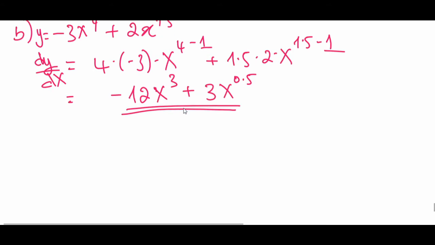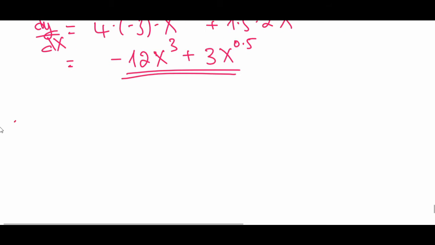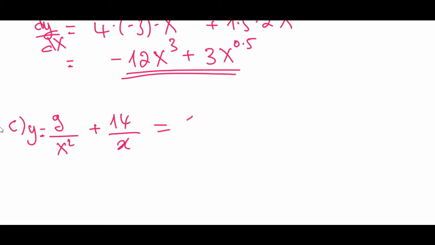Okay. For equation c, I have a fraction, 9 divided by x squared, so I have y equal to 9 divided by x squared plus 14 divided by x. This equation can also be written in the form 9 times x to the power negative 2 plus 14 times x to the power negative 1.